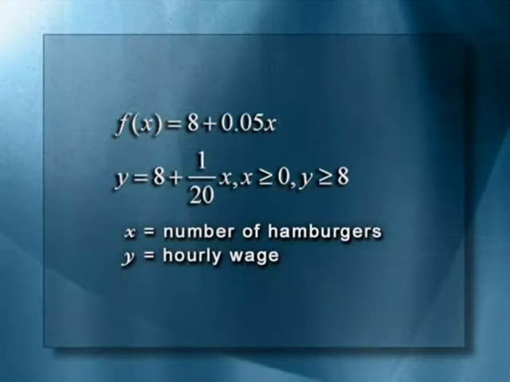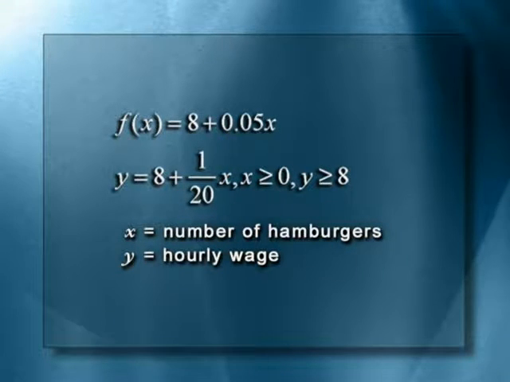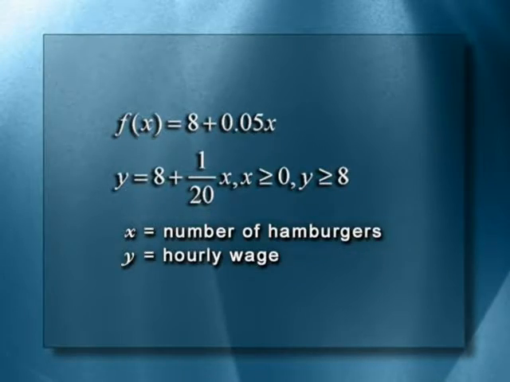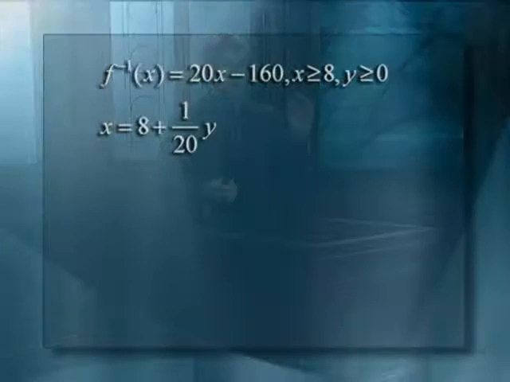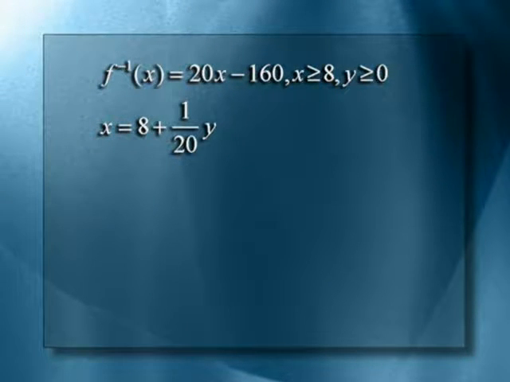Well, let's figure it out. Let's take our original function and find its inverse, and then answer the question. So the original function was 8 plus 1/20th x. And remember our restriction, x greater than or equal to 0, y greater than or equal to 8. Okay, x is the number of hamburgers. Now I interchange the roles of x and y, just like we did before. So x is equal to 8 plus 1/20th y. I want to solve for y.